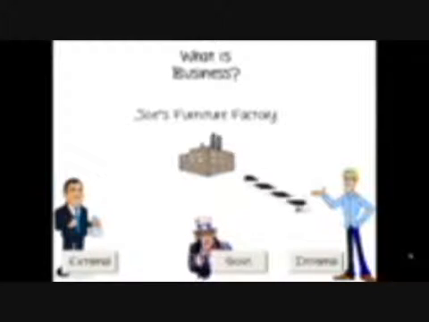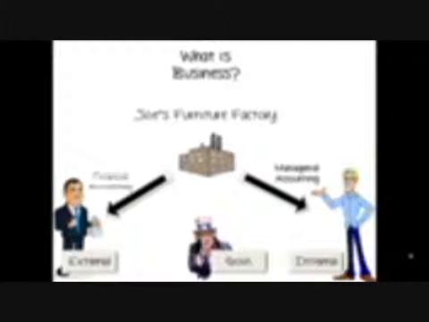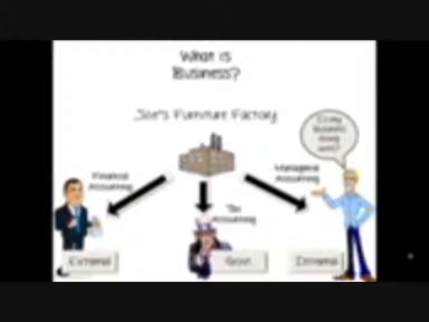The internal stakeholders are provided information about the business in a language called managerial accounting. The external stakeholders are provided information in a language called financial accounting. Uncle Sam, the government, is provided information in a language called tax accounting. Internal users are interested in knowing how the business is doing. For this, they need accurate information, and this accurate information is needed for prompt decision making.